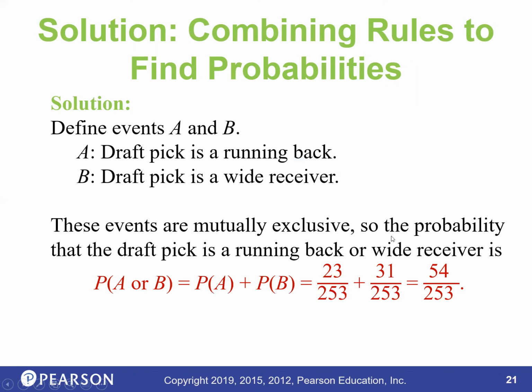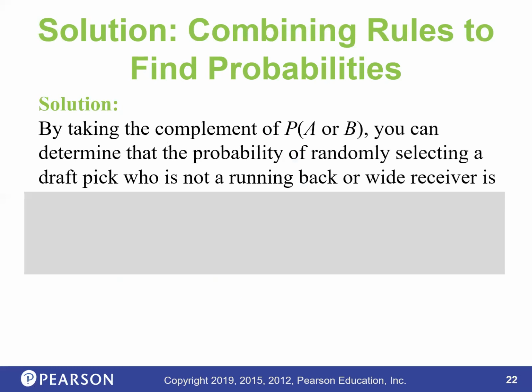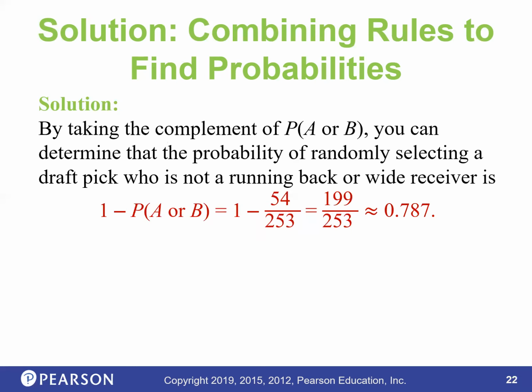That's cool, except one small problem. Our original task was not to figure out a running back or a wide receiver. Ours was not a running back and not a wide receiver. Now let's go to this one. By taking the complement of A or B, we can determine the probability of randomly selecting a draft pick who is not a running back or a wide receiver.